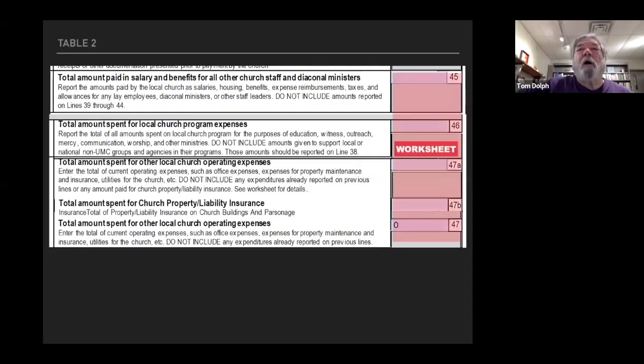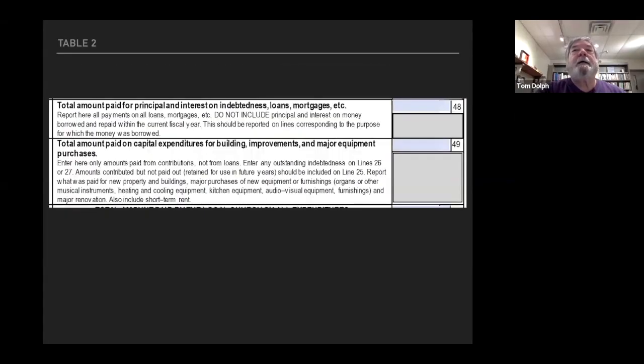All of these are also imported from your worksheet by column: other staff, salaries, program expenses, operating expenses, insurance, and totals. So all of these will be imported from the worksheet. This is why you can't do table 2 before you enter the table 2 worksheet.